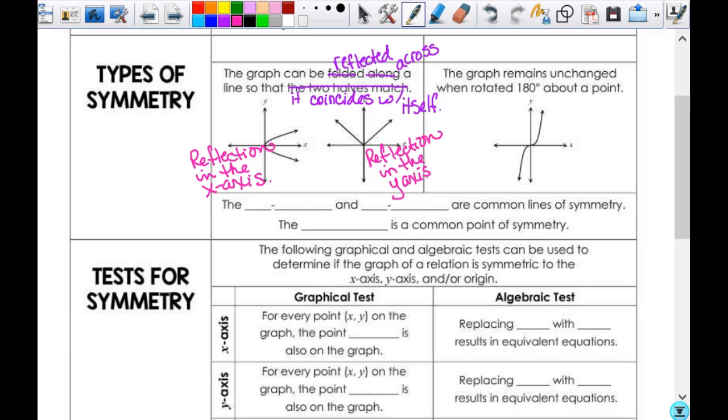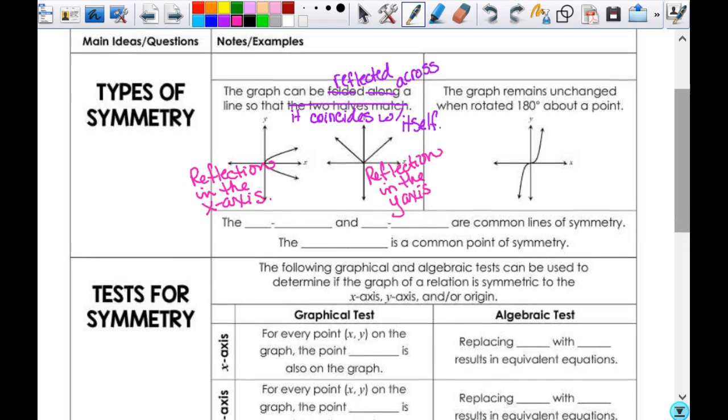So that kind of symmetry is the kind of symmetry that you are most familiar with and have seen the most throughout your school career. And it can be called reflectional symmetry or line symmetry. Okay, so we're going to use line symmetry because there's a line of symmetry, right? In this case, the line of symmetry is the x-axis. In this case, the line of symmetry is the y-axis.